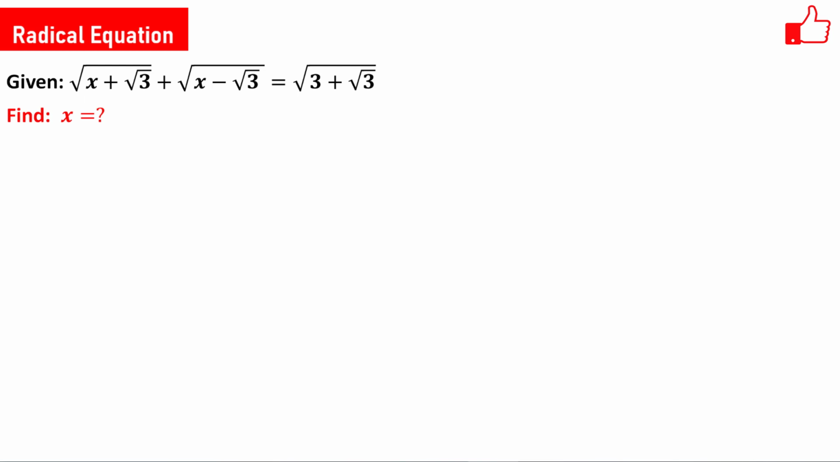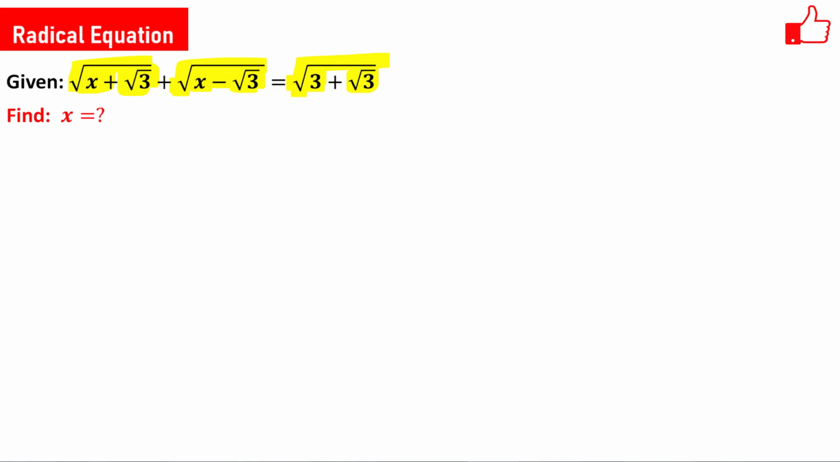Hello friends, in this problem you have been given a radical equation and you have to find the value of x that satisfies this equation. The equation is: square root of (x plus root 3) plus square root of (x minus root 3) equals square root of (3 plus root 3). How will you solve this problem?